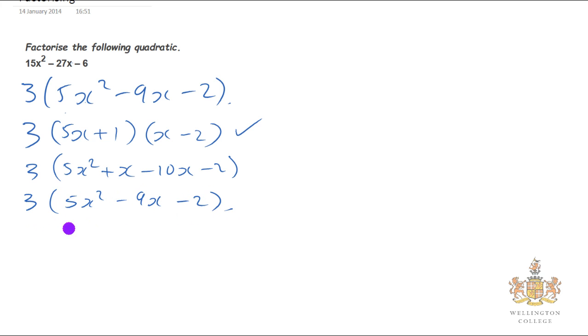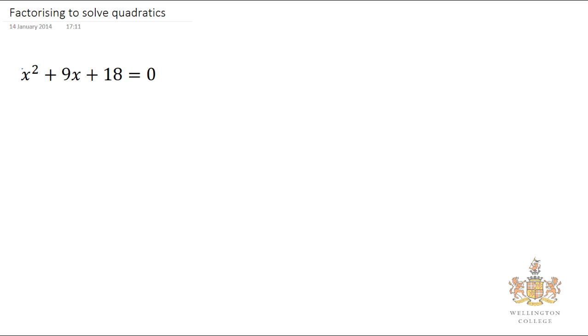Multiply it out by 3. 3 times 9 is 27x. 3 times minus 2 is minus 6. And it works. Right, we've got 9x squared plus 9x plus 18 equals 0 as our equation.